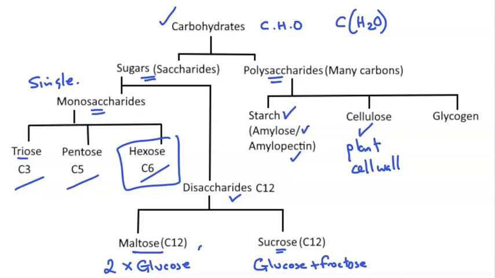But in animals, we have a much more branching structure in the polymer, which is the animal storage of glucose, which is known as glycogen. So that's an animal process.